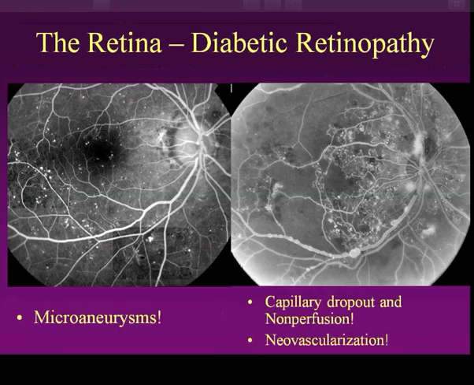So here is a fluorescein angiogram. What we do is we inject a fluorescent dye into a person's vein, and then we take black light photos of the eye so we can see where the circulation is containing the dye and where it's leaking and what is perfused and what is not. This is a case of diabetic retinopathy.